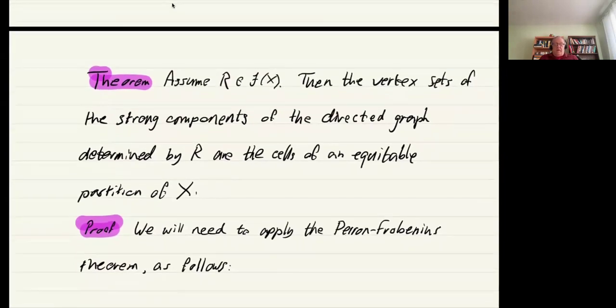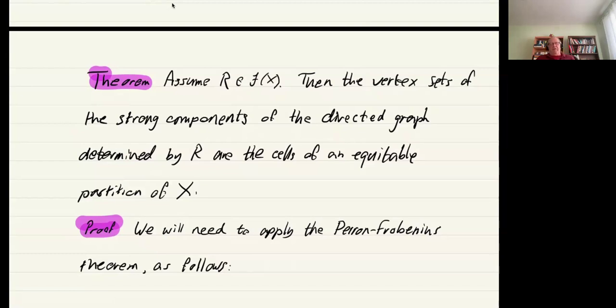So the theorem is that if we have a fractional isomorphism of X, then the vertex sets of the strong components of the directed graph determined by R are the cells of an equal partition of X. If you translate this out properly, you will see this would work for a permutation as well, but we don't have to think about that. That will follow anyway.